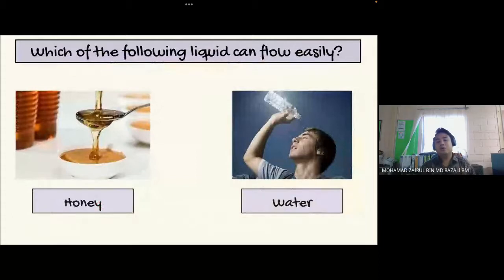Okay, now if you compare these two liquid, we have honey, we have water. Which one that can flow easily, honey or water?